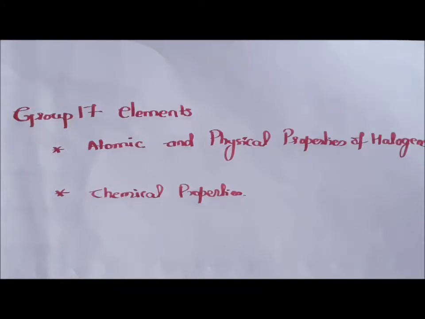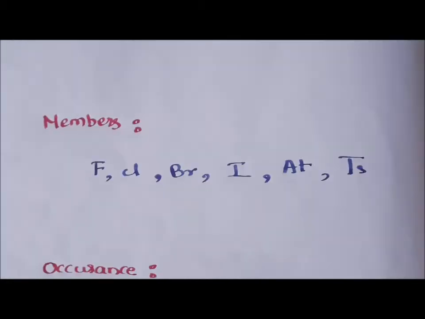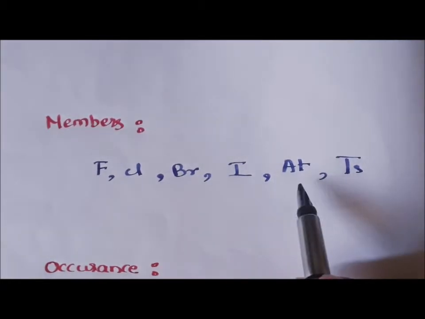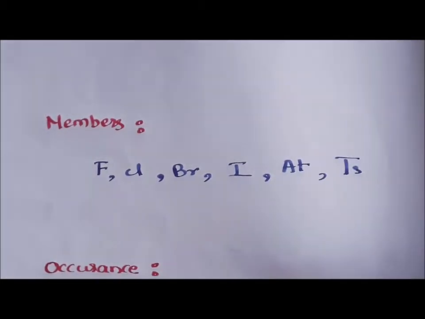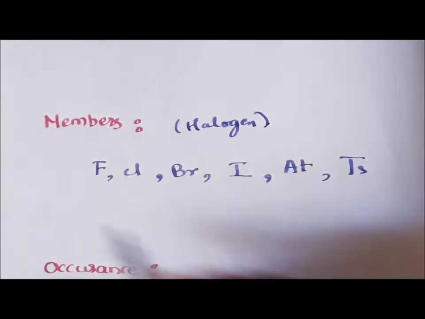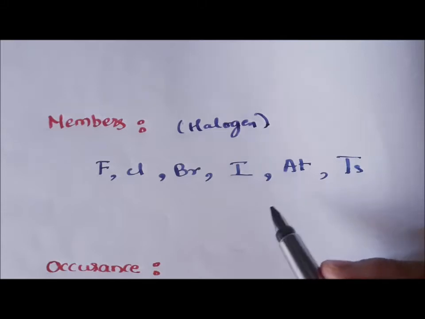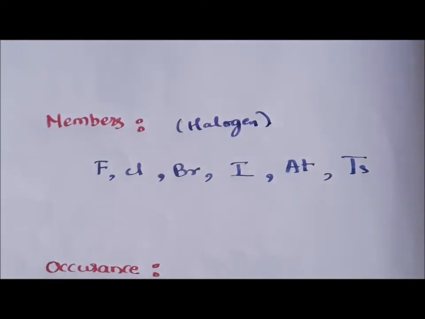Students, in this video we are going to discuss group 17 elements, atomic, physical and chemical properties. The members of this group are fluorine, chlorine, bromine, iodine, astatine, tennessine. Now this group is also called halogen, halo salt. Okay, so these are salt forming compounds. So first we'll discuss occurrence of these.